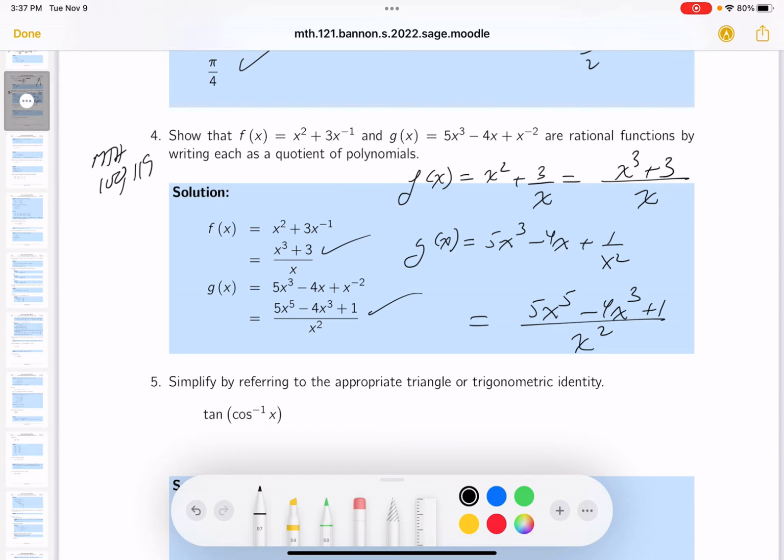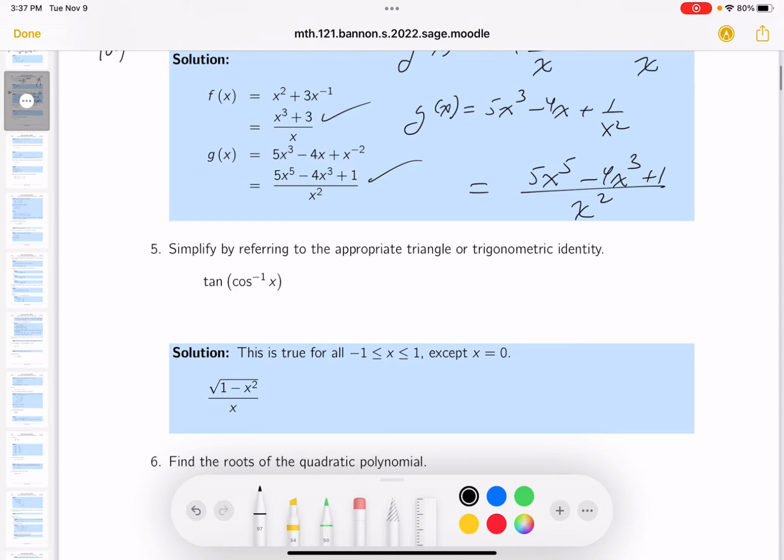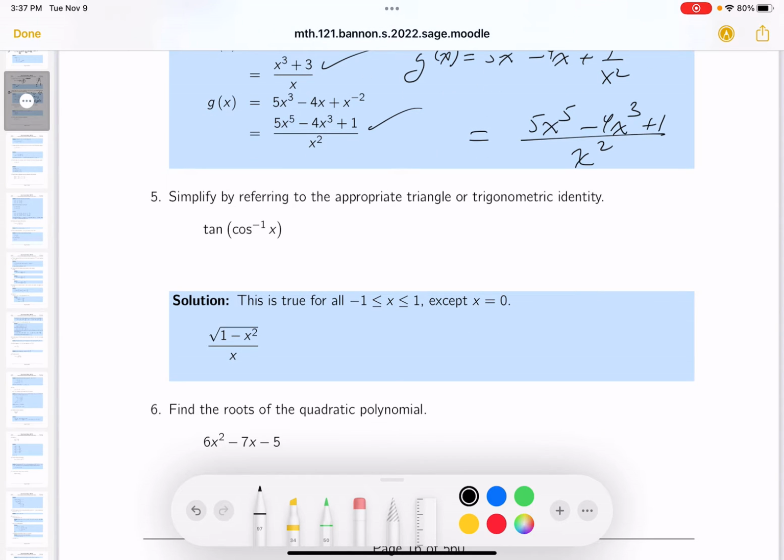All right, that's right over here. Let's look at this one over here. And they're a little more complicated, I'll be honest with you. This is Math 120. Now, that's the most recent course you've taken prior to Math 121. But again, you may be confused by this. It says simplify by referring to the appropriate triangle or the trigonometric identity. And I want to point out that it's a little tricky, though.